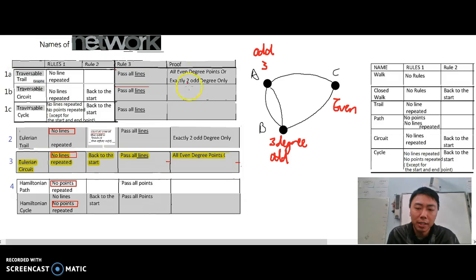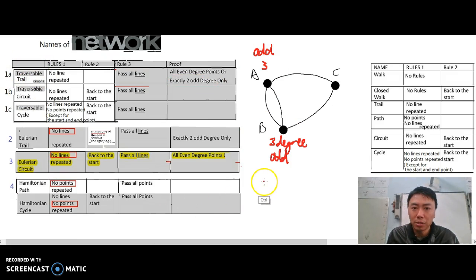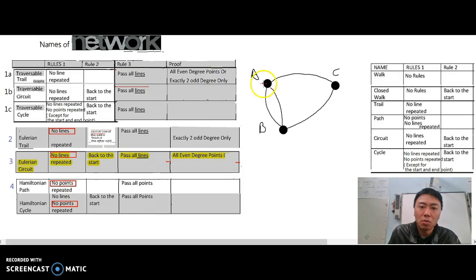point, even degree. And by looking at the proof here, or the restriction, as long as I've got exactly 2 odd points on the graph, so I've got A is odd, B is odd, I can straight away call this a transversal graph. So only 2 odd, then I can straight away call this a transversal graph. Or sometimes all the points are even, then I can also call it transversal. For example, this one here.